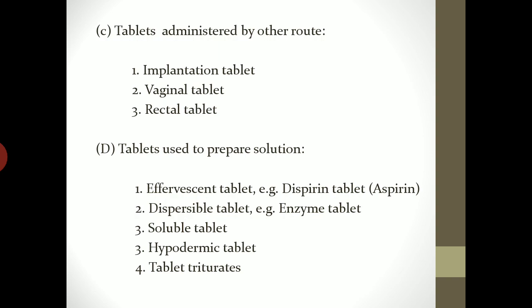Next in this category of the types of tablet is the tablet used to prepare a solution. As the name suggests, these tablets will be used to prepare the solution and then that solution will be administered. First in this category is the effervescent tablet. This tablet will be placed in a glass full of water and then the effervescence will occur. The water will be consumed while the effervescence is occurring.